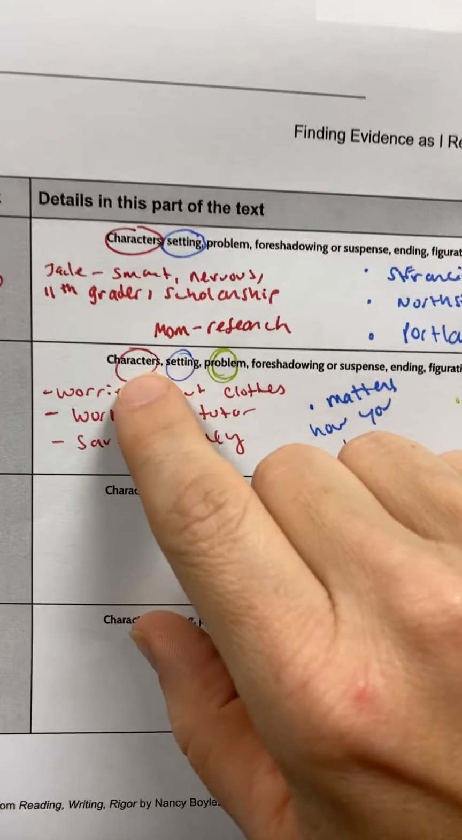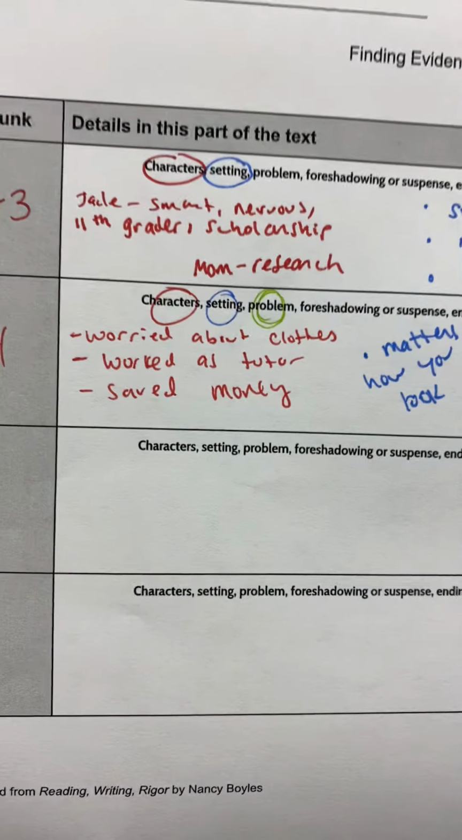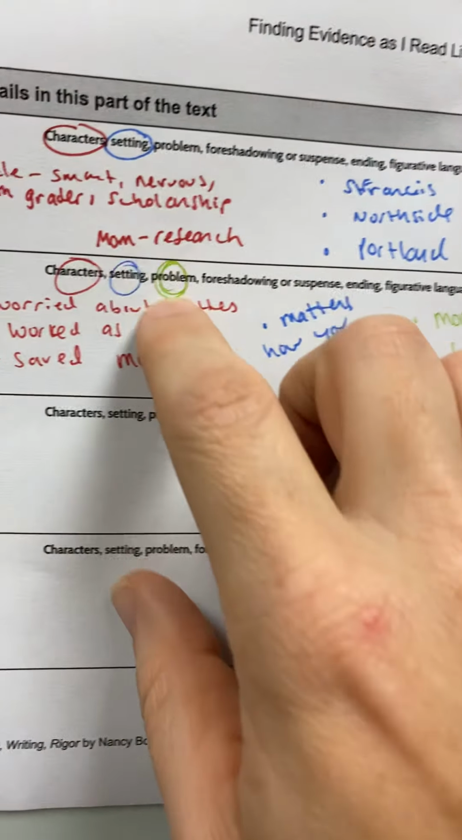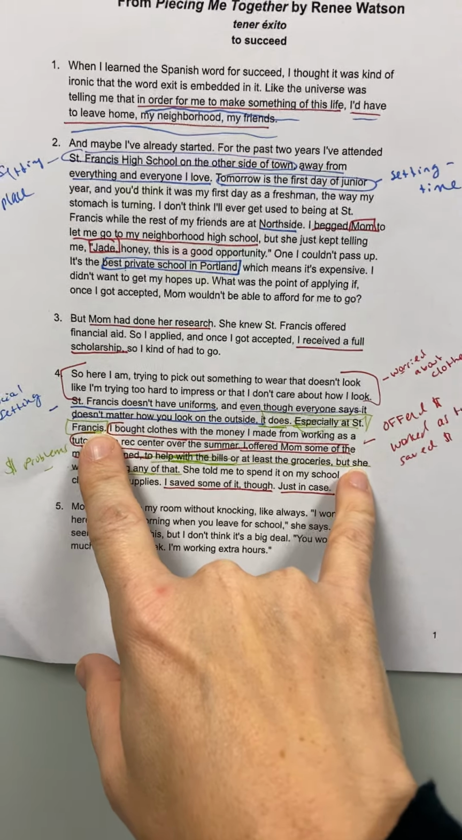So then I would say, okay, our next chunk is going to be paragraph 4. For paragraph 4, I want you to circle characters, setting, and problem, because I think you're going to be able to find information on that, and problem also being conflict. So then we would read it. And again, I have kind of bracketed and annotated over here.